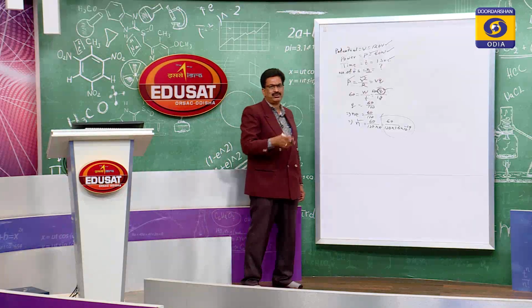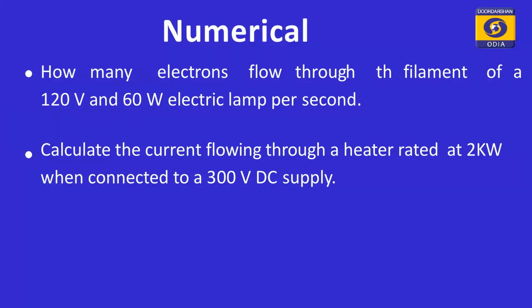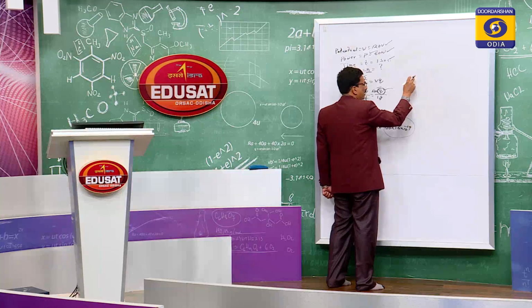For question number 2, calculate the current flowing through a heater rated at 2 kilowatt. What I said, that is the unit of the power.